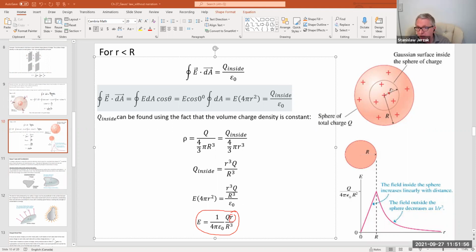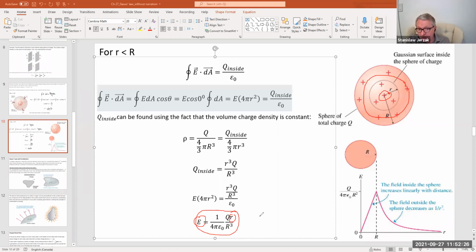I could calculate electric field at this point, or maybe at a larger distance, and then I would select a larger spherical surface. So that lowercase r shows you the distance from the center of the sphere. Here I wanted to plot how electric field depends on that lowercase r, how it decreases or increases with the distance from the center of that spherical charge.